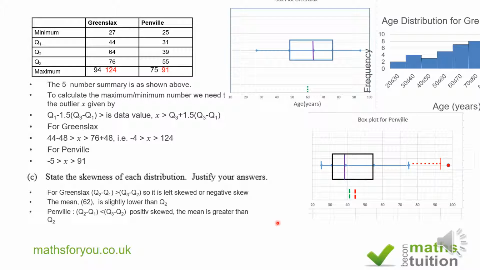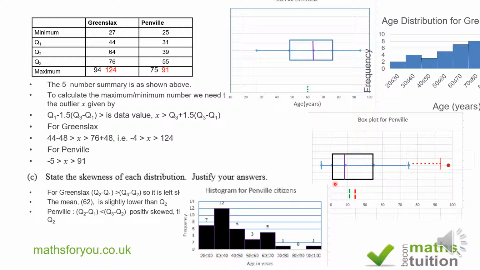Okay. For Penville, we can see that Q3 minus Q2 is greater than Q2 minus Q1. Again, this is an indication of positive skewing there. Now, the histogram will look something like this one. So the histogram is descending from left-hand side to the right-hand side there. So again, that's another indication of positive skewing. Now, you don't need to do this in the exam unless you're asked to do that. So Penville is positively skewed, whereas green slacks is negatively skewed.